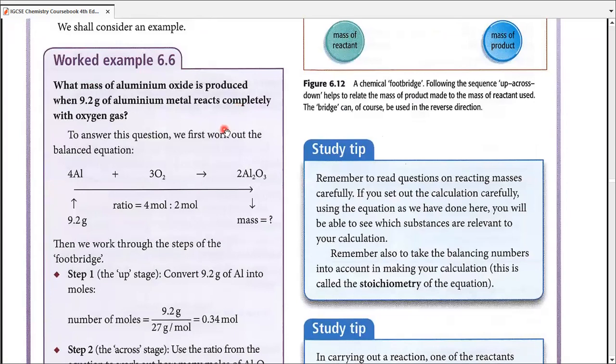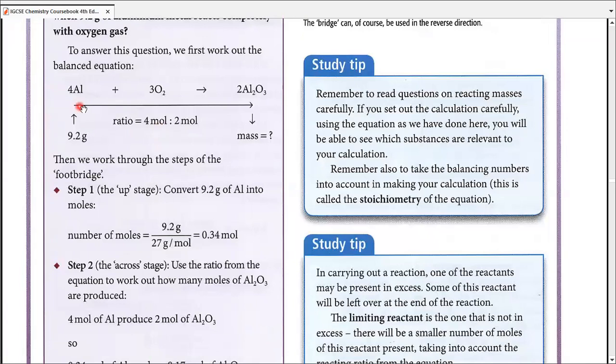worked example 6.6. What mass of aluminum oxide is produced when 9.2 grams of aluminum metal reacts completely with oxygen gas? Now take a look at this equation. The equation has already been balanced for us. Now the ratio of aluminum to aluminum oxide is 4 moles of aluminum produce 2 moles of aluminum oxide. However, we have 9.2 grams of it, so we can convert it.